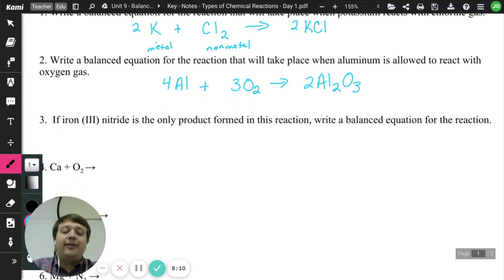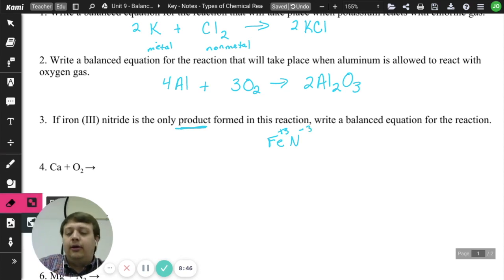All right, so the next one here, it says if iron 3 nitride is the only product formed in this reaction, write a balanced equation for the reaction. So what this tells me, it says that it is the only product. So since there's only one product, I immediately know that this is a synthesis reaction. So I have FeN as my product. Now, how do I know it's FeN? Well, iron, they told me, had a +3 charge. Nitrogen has a -3 charge. Those charges are going to cancel out, so I can go ahead and get rid of them.